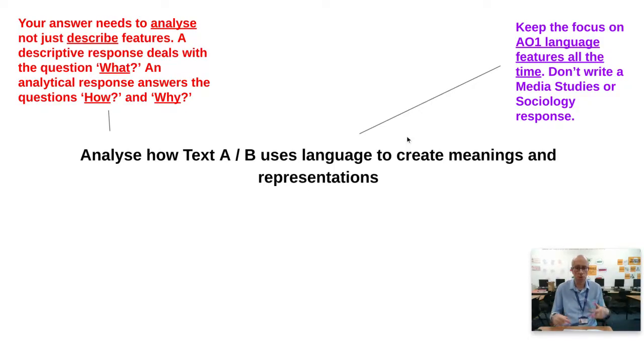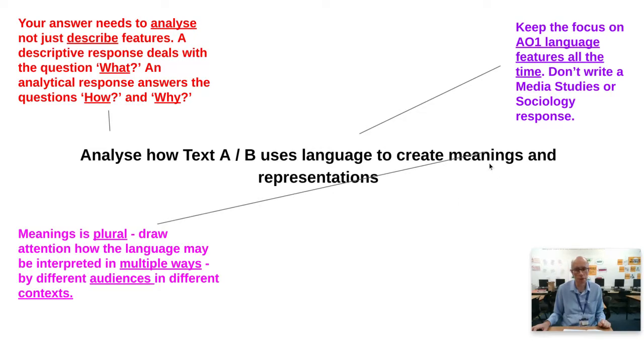Keep the focus on language features. You might have a text with all sorts of crazy graphological stuff going on, lots of colours and pictures and images, or variations in font size. That's fine to write about in media studies, but in English language you just want to be focusing on the language. So don't turn it into a media studies essay, and don't turn it into a sociology response. The focus has to be on the language.